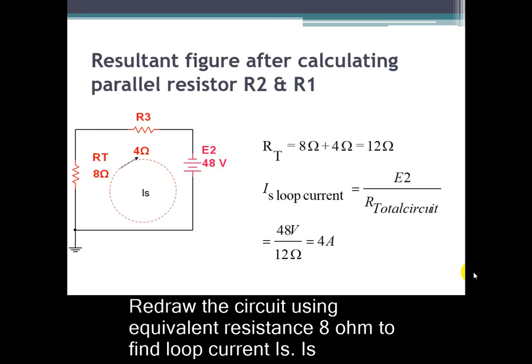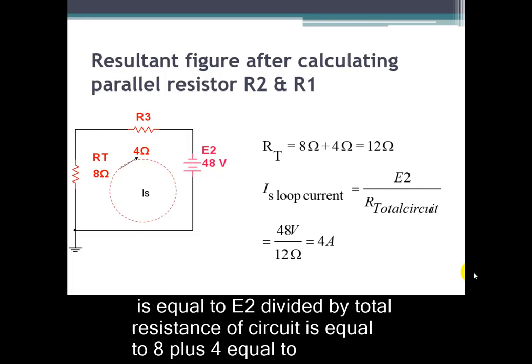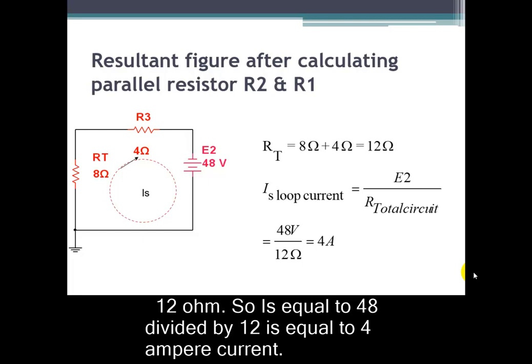Redraw the circuit using the equivalent resistance of 8 ohm to find the loop current Is. Is is equal to E2 divided by the total resistance of the circuit, which is 8 plus 4 equal to 12 ohm. So Is equals 48 divided by 12, which is equal to 4 ampere.